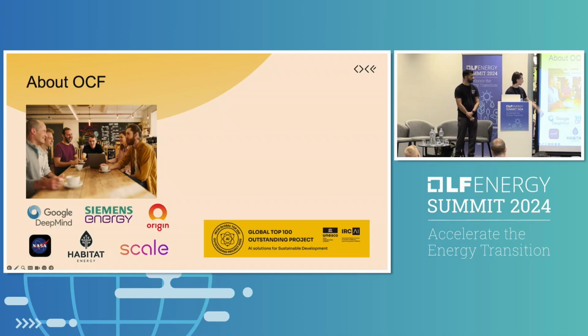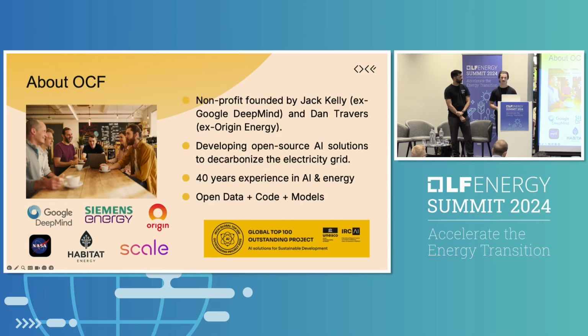So this is a picture from our offices in London. We work in the Sustainable Ventures co-working office space. We're a small team of about 12 people. The company was originally founded in 2019 by Jack Kelly in the red there and Dan Travers in the shirt here. Jack Kelly at the time was at Google DeepMind, and Dan Travers was doing electricity trading. And they came together with the aim to maximize the impact of what they can do in terms of climate change mitigation. And since then, we've been developing open source AI solutions to decarbonize the electricity grid.